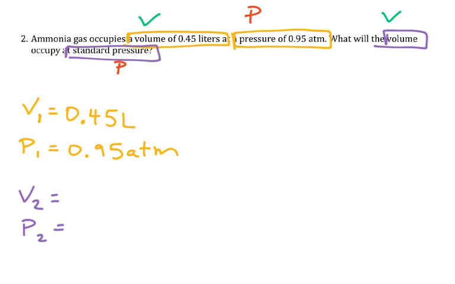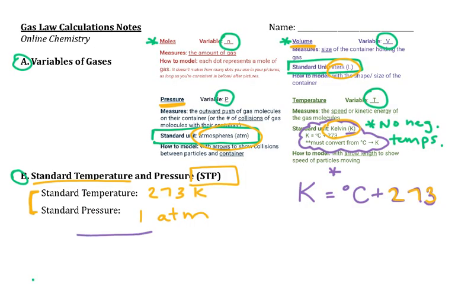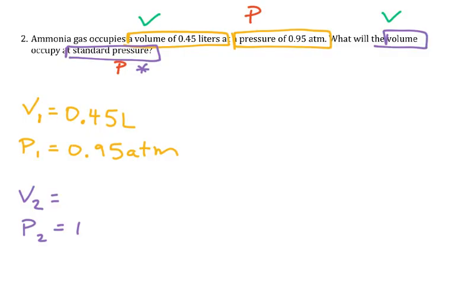All right, so it is giving me standard pressure. Well, standard pressure, that's one of those values that we need to go back and look, and standard pressure is 1 atm. And so that's going to be my P2. I'm looking for volume 2, and I have this information now that I can plug that into my equation. So Boyle's law is that pressure 1 times volume 1 equals pressure 2 times volume 2. I'm going to plug in my values.